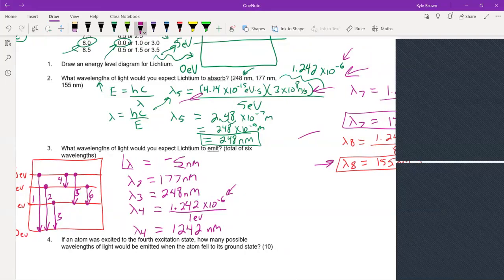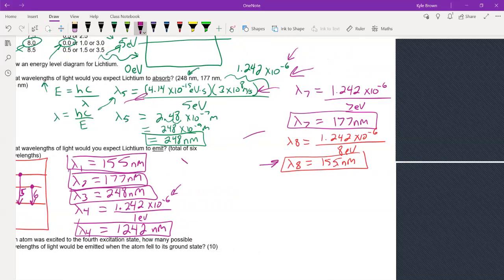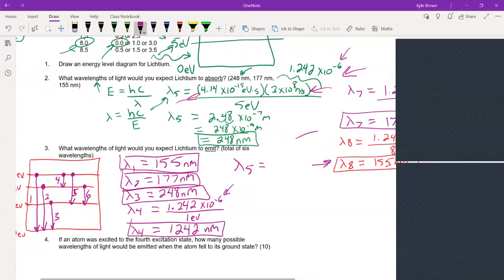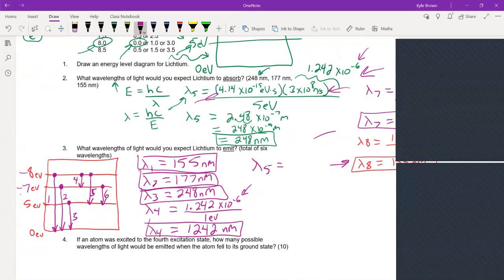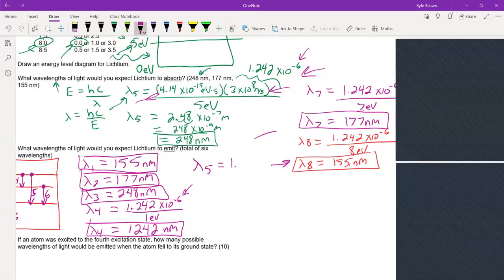Here, I'll put boxes around these. Okay, we're getting there. Wavelength five would be, okay, so five goes from eight down to five, so that's over three. So it'll be the same thing, so it's gonna be 1.242 times 10 to the negative six divided by 3 electron volts. So wavelength five will be 414 nanometers.